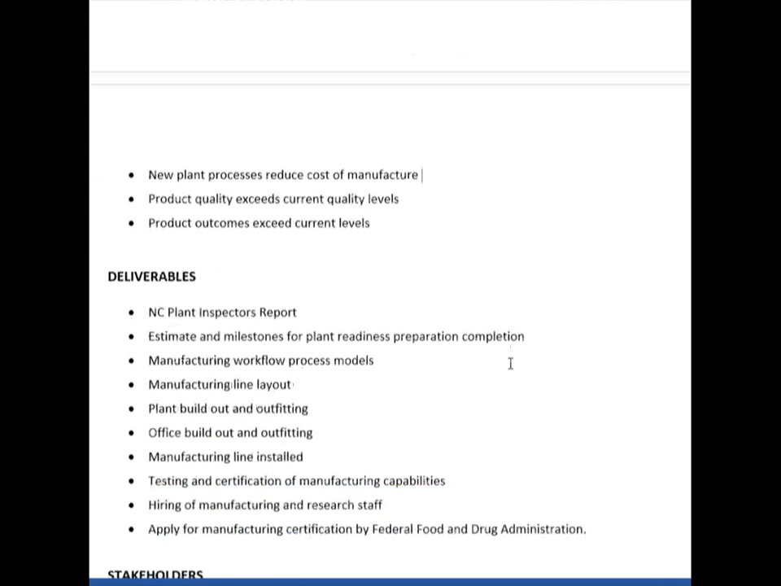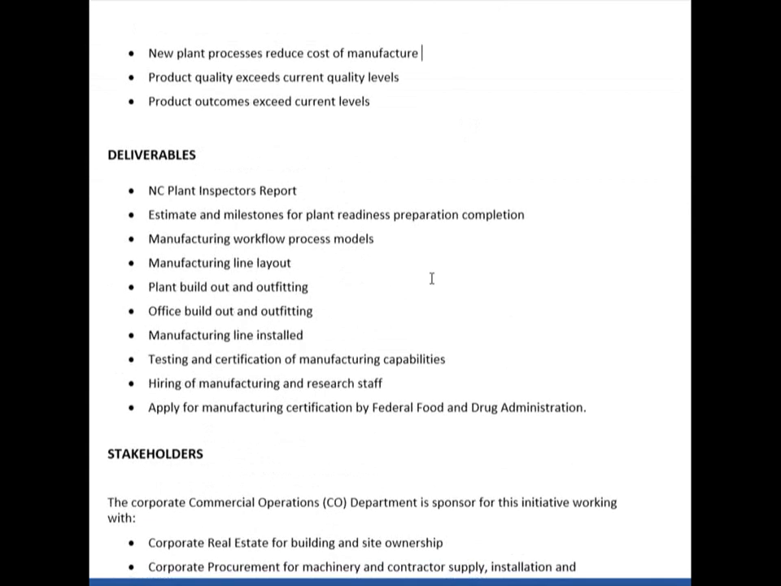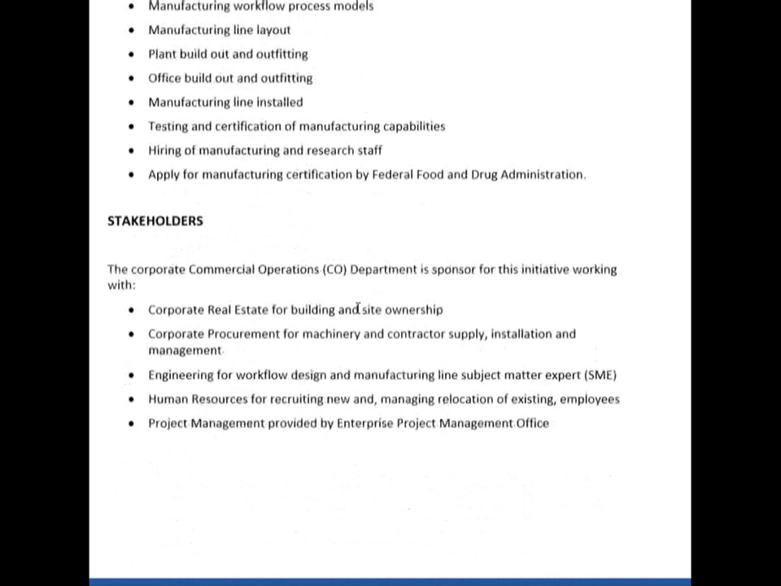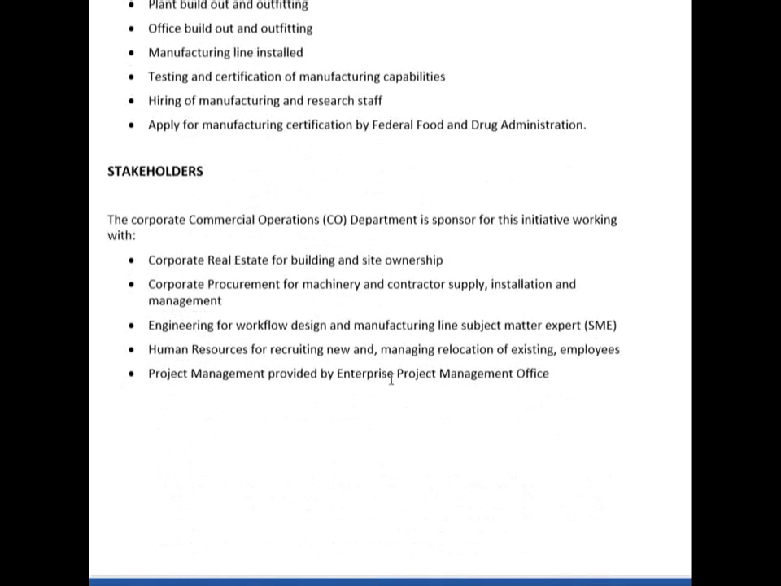Our next section are the deliverables, and here I've listed 10 deliverables, both our final deliverable and interim deliverables, things that are produced within the context of the project that lead us to the final product. And lastly, I have a section on stakeholders. Who is involved in the project and what roles do they really have?